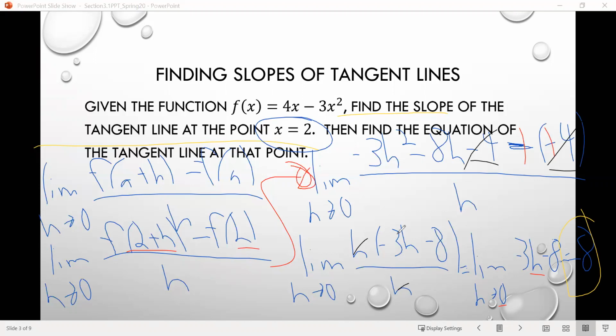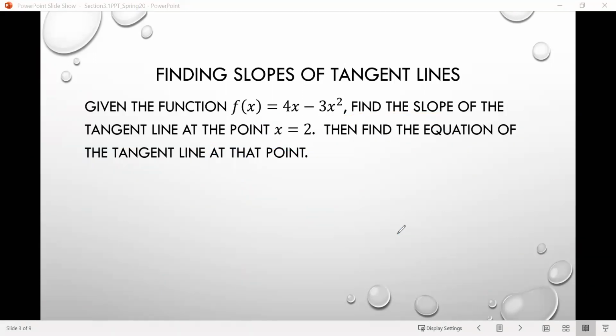Okay, pretty cool, right? We now have the slope of the tangent line. All right, so now that we have that, I'm going to go ahead and clear all this stuff out. And so we know the slope of the tangent line at x equals 2 is negative 8. Okay, so let's talk about the second part here.